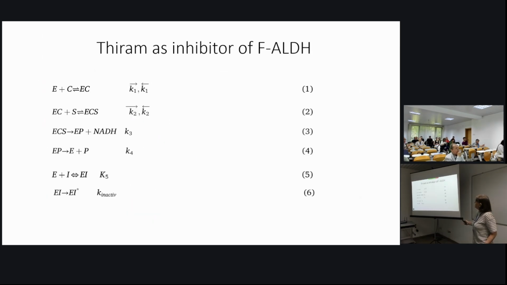So this is basically the reaction mechanism. The enzyme binds the cofactor, then the substrate, forming these complexes. The enzyme, cofactor and substrate complex dissociates into enzyme, product and reduced cofactor. This liberates the product, and the enzyme is reformed and able to re-enter the catalytic cycle. However, in the presence of an inhibitor, the enzyme-inhibitor complex is formed, which then goes into an inactive form. So the enzyme has no chance to regenerate.